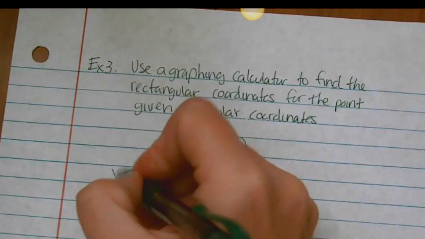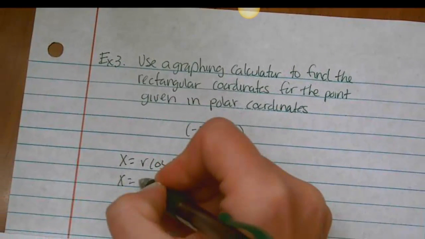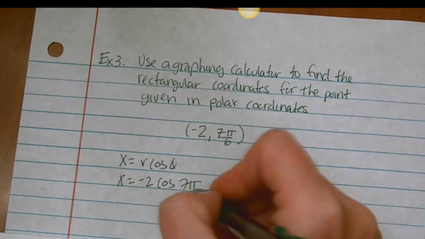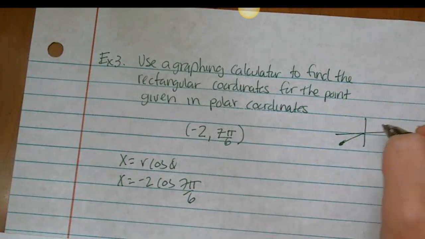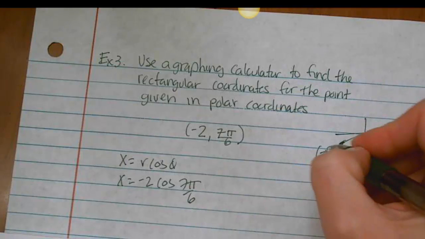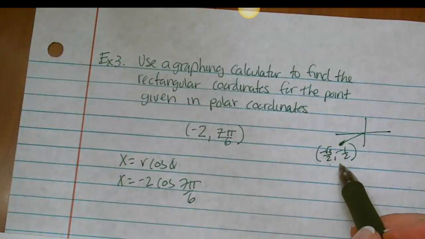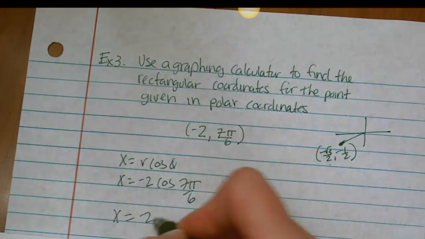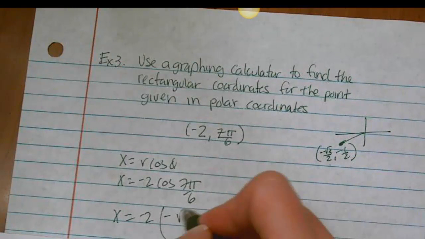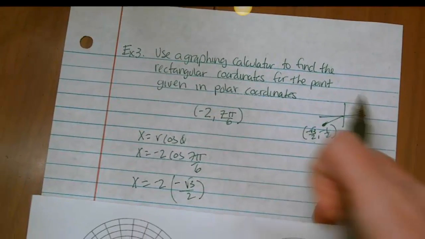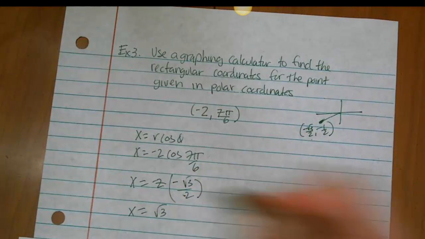So if I want to put this in rectangular coordinates, I have x is equal to r cosine theta. So x is equal to negative 2 times the cosine of 7 pi over 6. And if I think about where 7 pi over 6 is on the unit circle, I have a long x, short y. So the point there is negative root 3 over 2 comma negative 1/2. So x is equal to negative 2, the cosine of 7 pi over 6 is negative root 3 over 2. And so when I multiply those together, the 2's cancel, so my x coordinate is root 3.